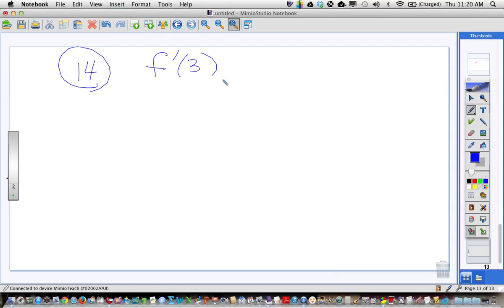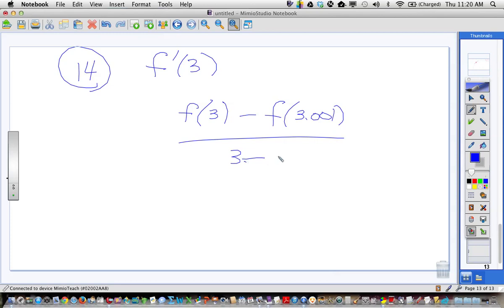So what you want to do is zoom in, zoom in, zoom in at 3 till it looks straight, and then trace. And just pick 2 points that are really close. Let 3 be one of them, and maybe the other one is 3.001. I mean, that's all we're talking about.